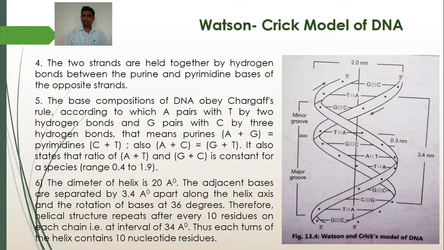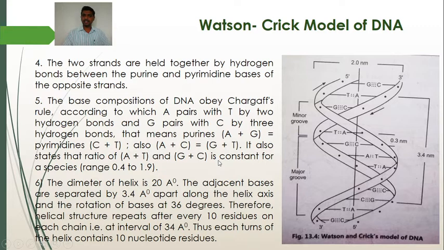That means A plus G is equal to C plus T, meaning purines are equal to the pyrimidines. Also A plus C is equal to G plus T. It also states that the ratio of A plus T and G plus C is constant for a species, and that it ranges from 0.4 to 1.9. So this is Chargaff's rule that we saw in the previous chapter also. If you see the base composition of the DNA, it obeys Chargaff's rule.